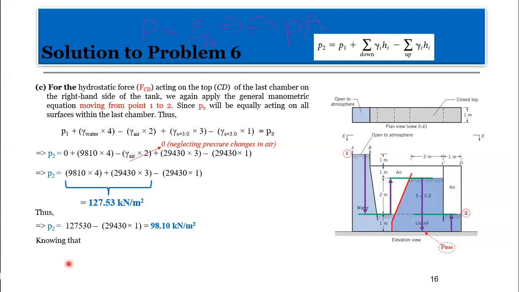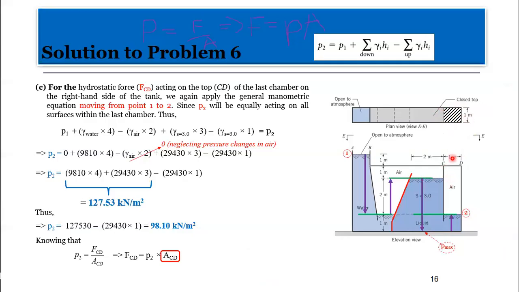But knowing that pressure is equal to force over area, P2 is actually FCD over ACD, because P2 is the same pressure acting on all the surfaces here, okay? So if we know that and we make FCD the subject, it implies that FCD is equal to P2 times ACD. And ACD is the area we need to find now, right? So that area is actually the shaded area now. The shaded area here. Okay?